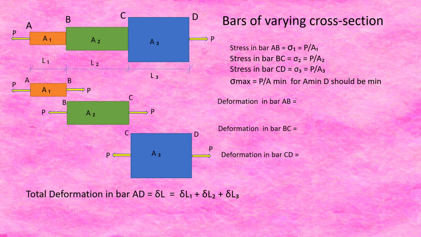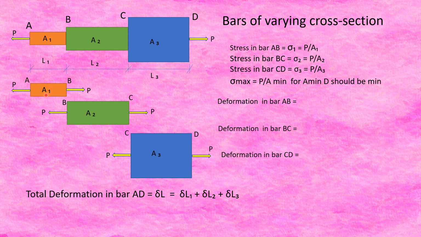Now this is a bar of varying cross section. The bar is A to D. AB is having cross-sectional area A1 and length L1. For the bar BC, cross-sectional area is A2, length is L2. For the bar CD, area is A3 and length is L3. And a tensile force P is acting throughout the section from A to D.